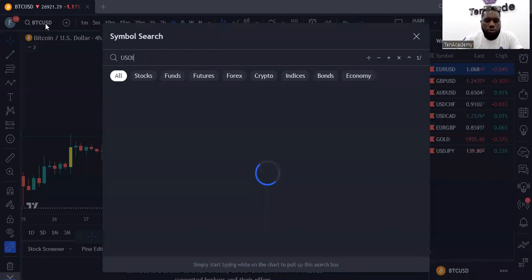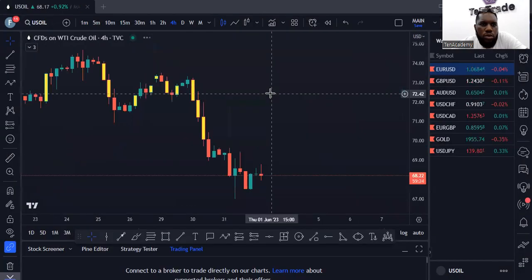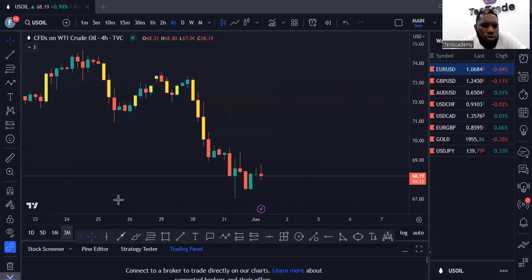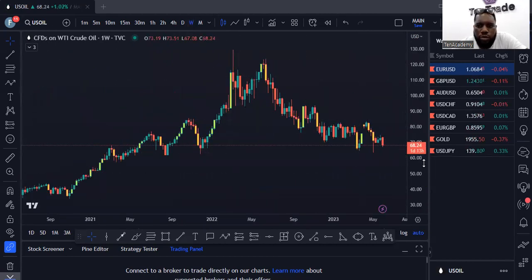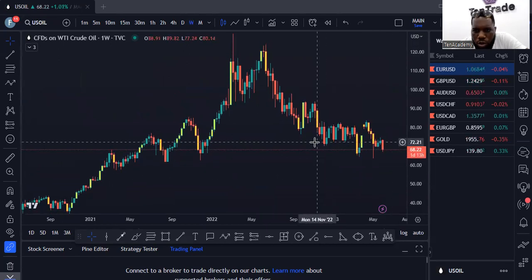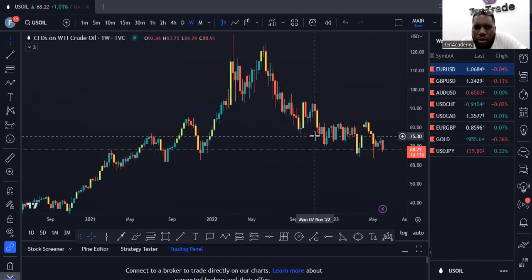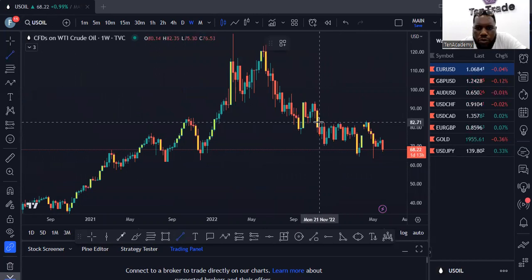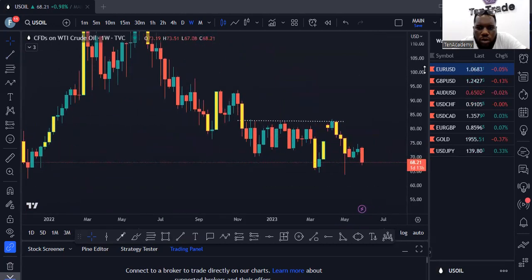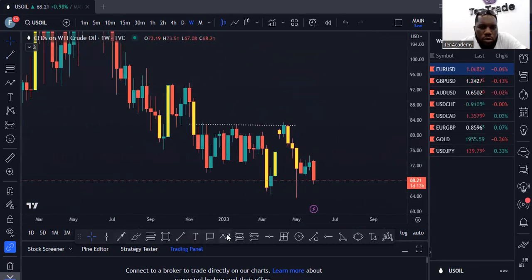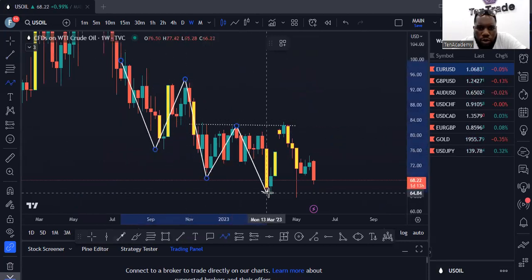Let's look at US oil. I'm rushing because of time. We have US oil. So let's look at what's going on. What do we have going on weekly? All right, we have a bearish scenario here, possible change of character over here. So impulse, correction, impulse, correction, impulse.